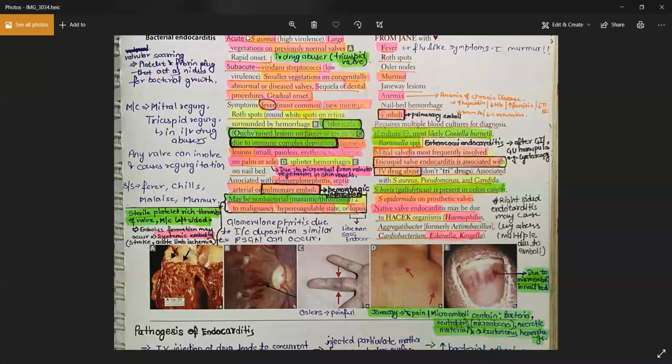Actually, all of them, the acute and the subacute types, are all causing native valve endocarditis. But this Staphylococcus epidermidis is causing prosthetic valve endocarditis. The rest of them are causing native valve endocarditis. These are a very rare cause of native valve endocarditis. The most common causes we have discussed already. These are the most common causes, and these are the kind of rare causes of native valve endocarditis.